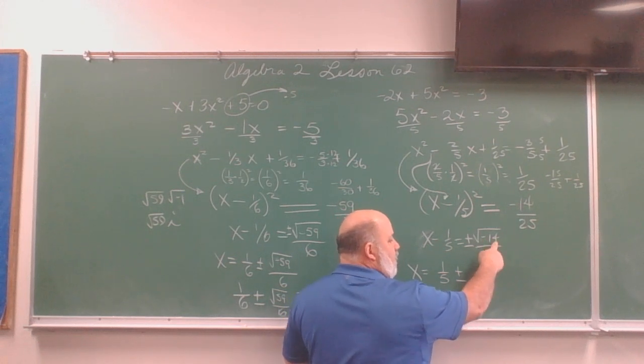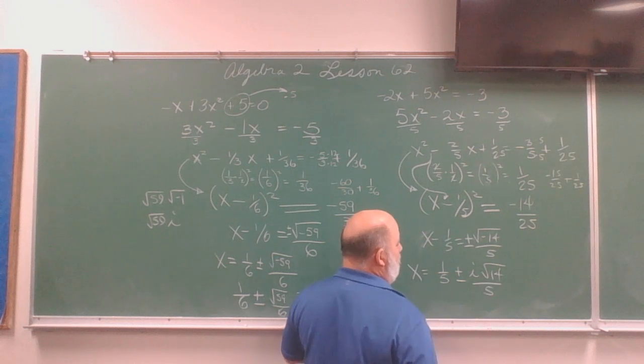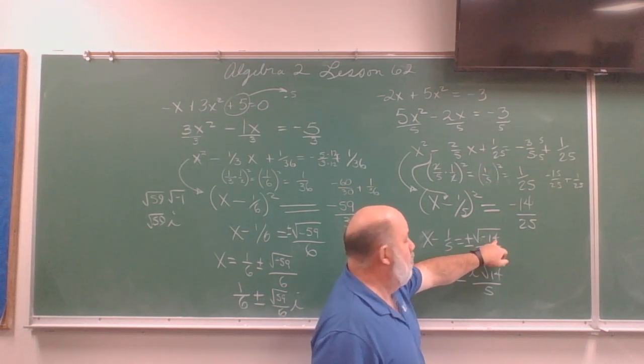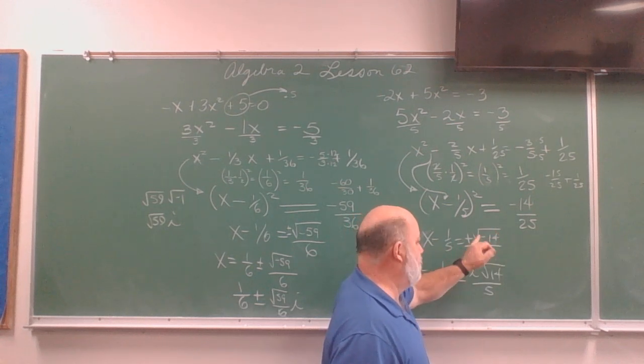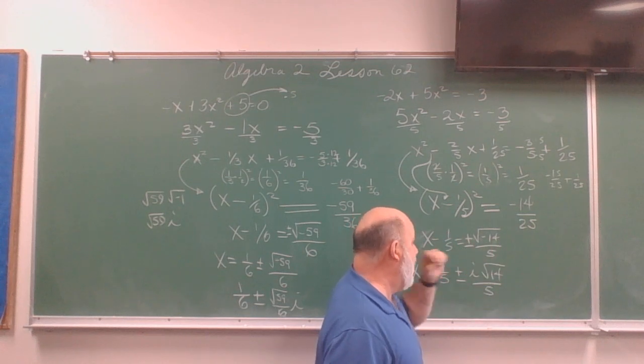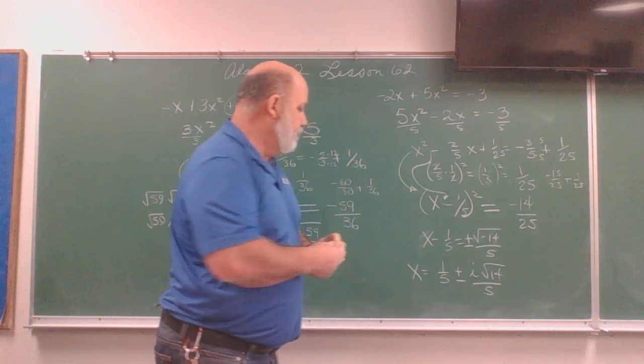This negative with the 14 comes out. You cannot take the square root of 14. By the way, if this had been the square root of negative 16, we would say, oh, that's 4i, because the square root of 16 is 4. And there's your final answer.